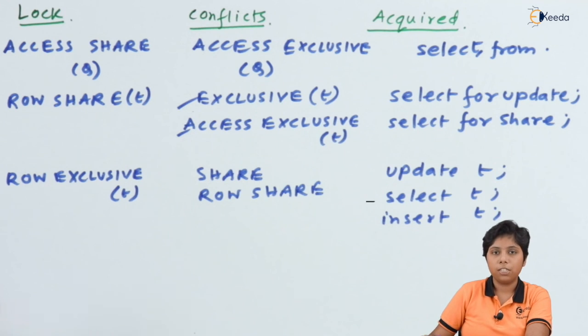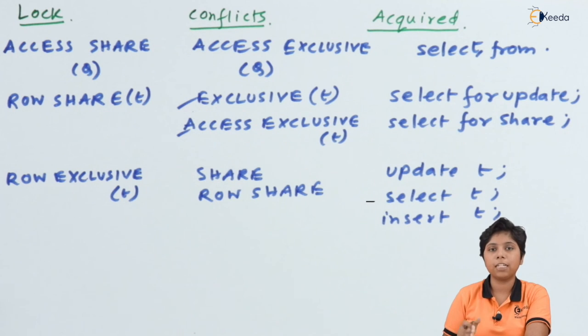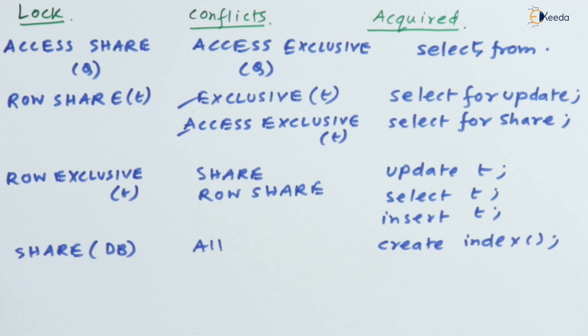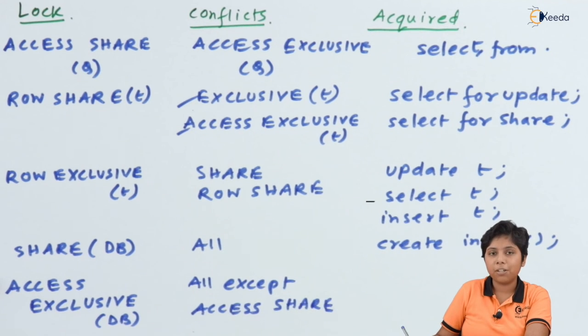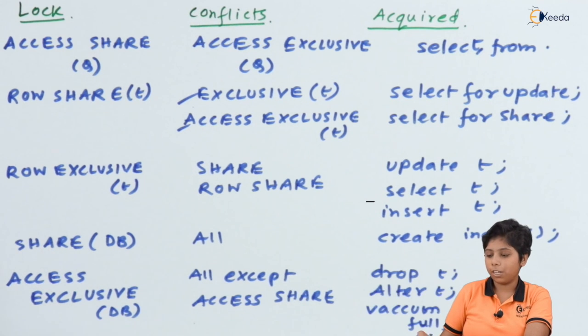Next is the share lock. The share lock goes for the entire table. That means when we want to create an index, we need a share lock, and it conflicts with all the locks. Next is access exclusive. It is on a particular relation, for example when we want to drop a table, delete the table, or delete the tuples from the table. See, it does not conflict with access share, because in access share we can see and read the database, while we can create the database using access exclusive. So all these are the locks that have conflicts with the acquired statements.